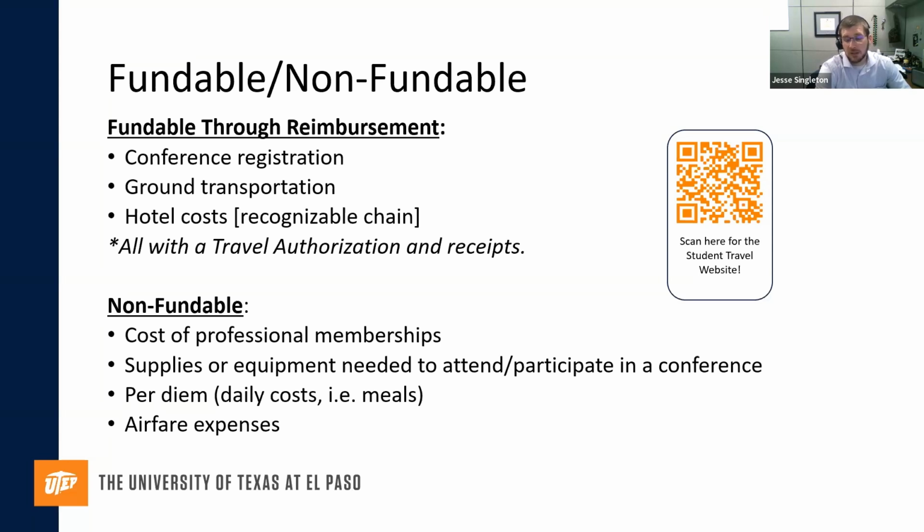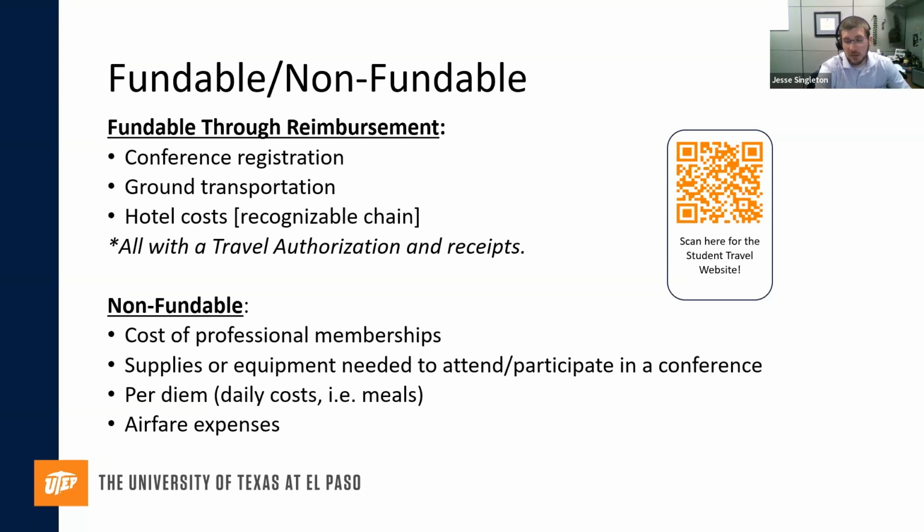It's very important you familiarize yourself with that website when you're applying, so you make sure you meet all the guidelines there. There are things that we cannot pay for with the grant. And I want to make sure you're aware of this. We are not able to pay for the cost of professional memberships. And this is a key one.